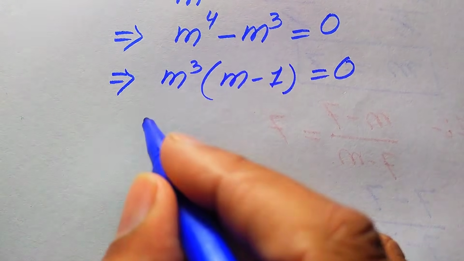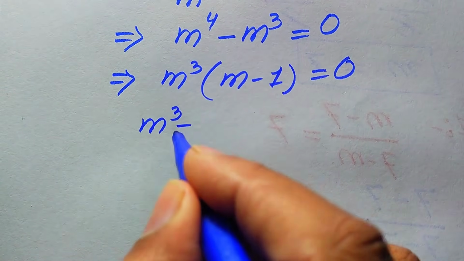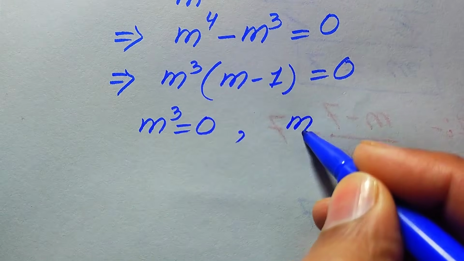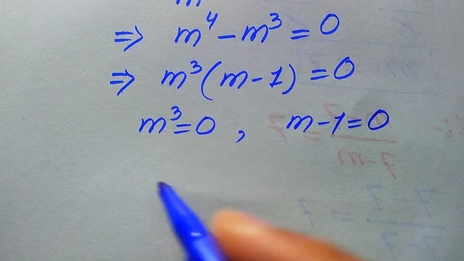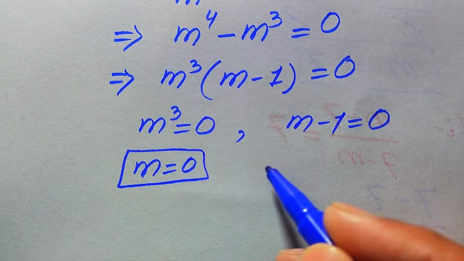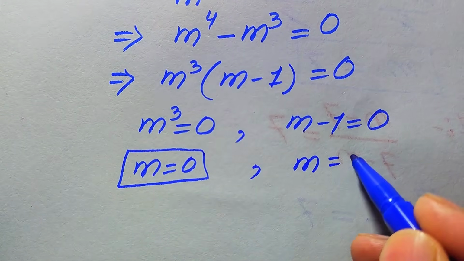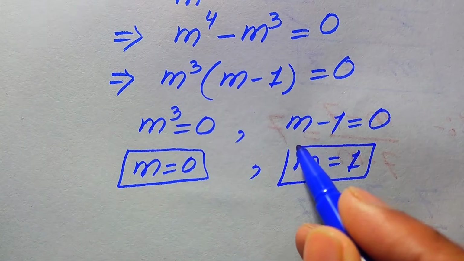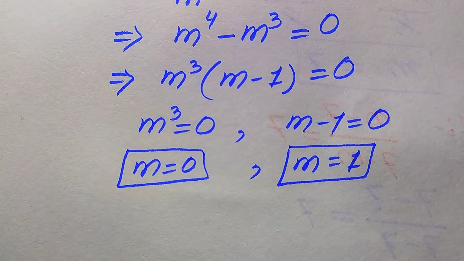Here we divide this equation into two cases. The first case is m cubed equals 0, and the second case is m minus 1 equals 0. Here we easily get the value of m equals 0, and from here we get the value of m equals 1. So these are the two roots of the given equation which we get here.